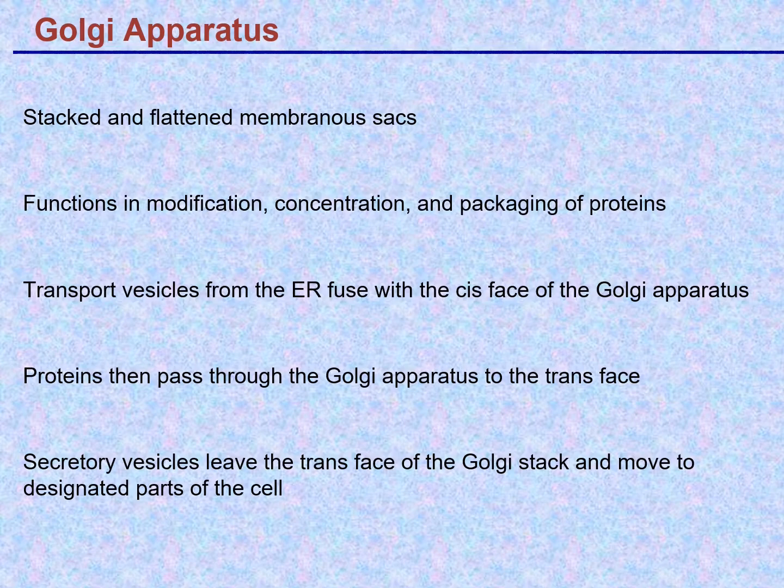Then the proteins pass through, get modified, and are exported as vesicles from the trans face. I said transport vesicles, but they're really secretory vesicles. So they're exported from the trans face, the opposite face. Trans means across, the opposite face, and the secretory vesicles leave that trans face and go wherever they're designated to be or needed.